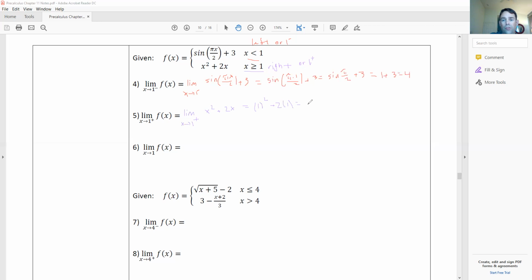So that'd be 1 plus 2 equals 3. So notice the one side limit is 4. The other one side limit is 3. That means that the actual limit itself does not exist, because the one-sided limits are not equal to each other.